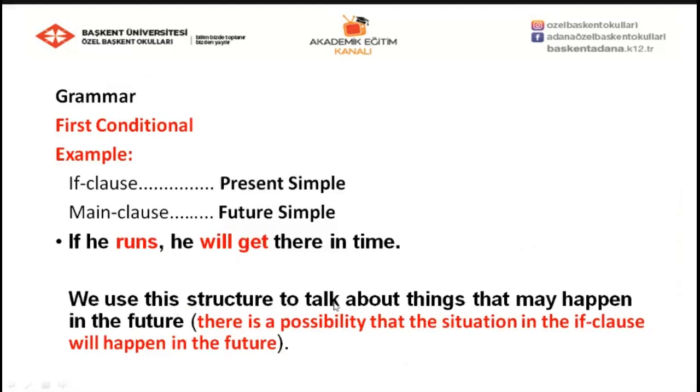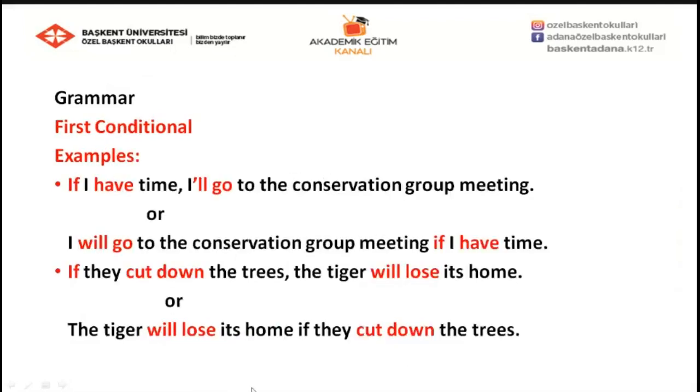We use this structure to talk about things that may happen in the future. There is a possibility that the situation in the if clause will happen in the future. If I have time, I will go to the conservation group meeting, or I will go to the conservation group meeting if I have time. If they cut down the trees, the tiger will lose its home. The tiger will lose its home if they cut down the trees.